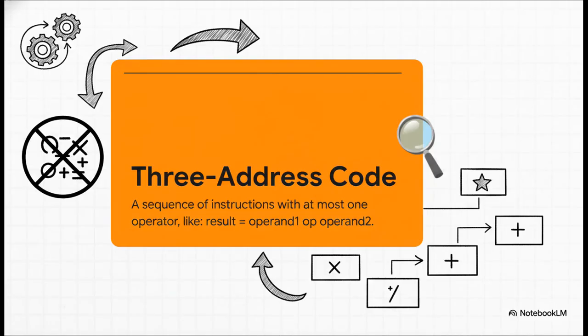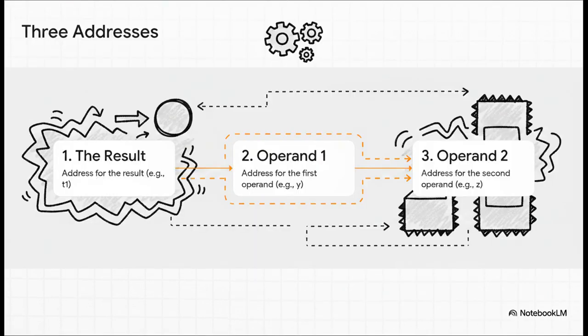So what exactly is 3-address code anyway? Well, it's basically a sequence of really simple instructions, and each instruction has at most one operator. So no more y times z plus x all in one big go. The general form is beautifully simple. You have a result and it's assigned the value of two things, your operands, combined by a single operation. That's it.